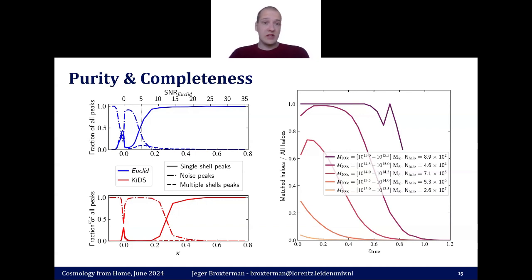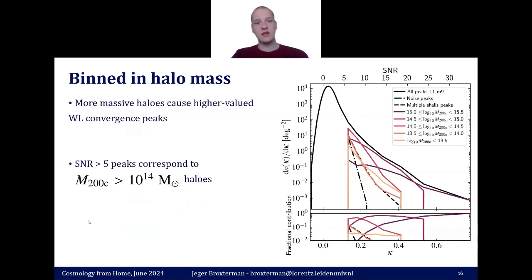So I've matched all these peaks to halos, and then we can also assign redshift. But first, we also show the number density of weak lensing peaks now binned in halo mass. So that's shown here. Darker colors in this plot correspond to more massive bins, so more massive halos. You see that on average, more massive halos cause higher weak lensing peaks, as you would expect.